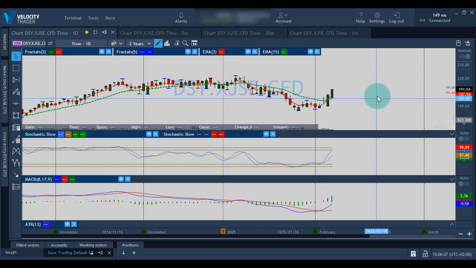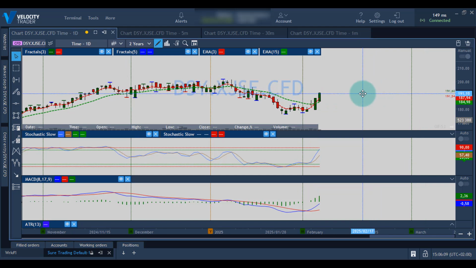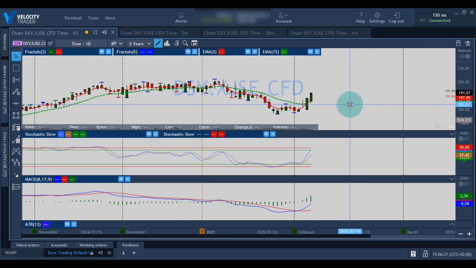We're on the Discovery CFD chart and I'm on the 1-day chart. Now we're going to use the momentum strategy that we've discussed previously, and if you remember from the videos, there are 3 triggers that need to happen before a trade is signaled on the momentum strategy: the stochastic, the MACD, and the exponential moving averages.